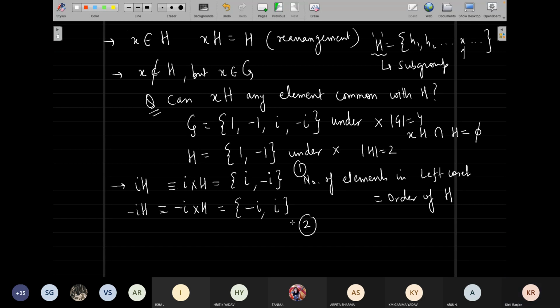Two, none of the elements in XH is the same as in H. That is, the intersection of XH and H is empty. It is very easy to prove it also, and we will prove it. But then there is a third one also.